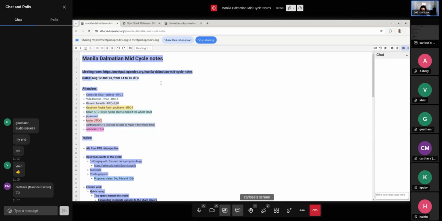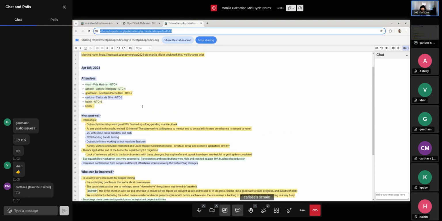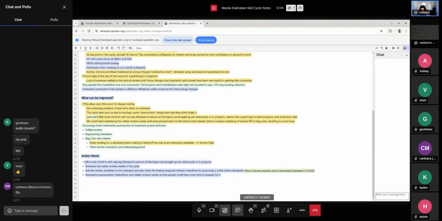So without further ado, I would like to start with some action items from the previous PTG. I think we had only a few from the retrospective, and the first of them is having a mid cycle. So yeah, here you are. It's pretty much a measure so we can ensure that the topics we brought up at the PTG are being addressed, are in progress, or try to get some status from the people that proposed the topics during the PTG. Scheduled the collab reviews earlier in the cycle.